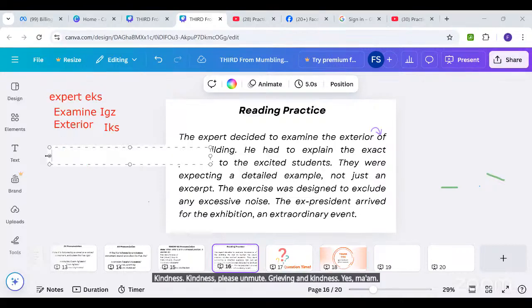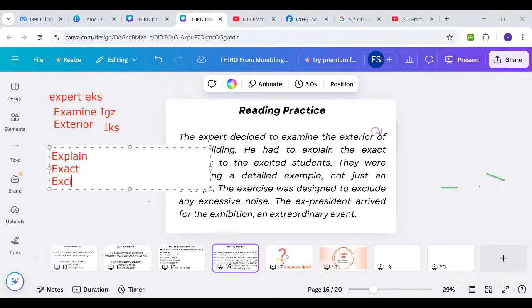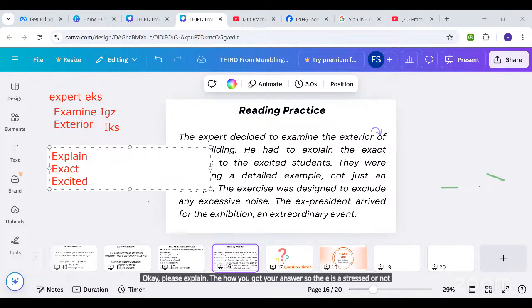So we're going to do the second sentence together. The word explain, how do you think we should pronounce it? Explain. Okay, please explain how you got your answer. So the E, is it stressed or not? The E is stressed. Okay, so we're stressing the E. Are you sure? It means that I will say explain.